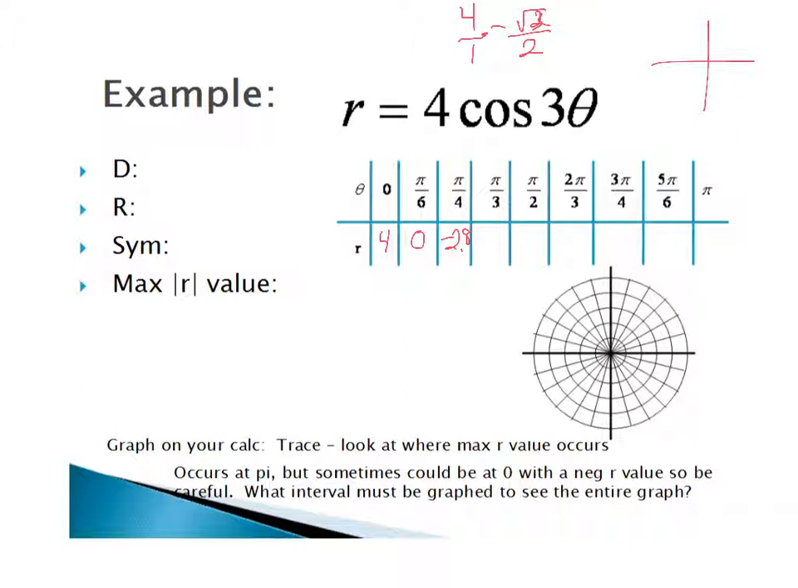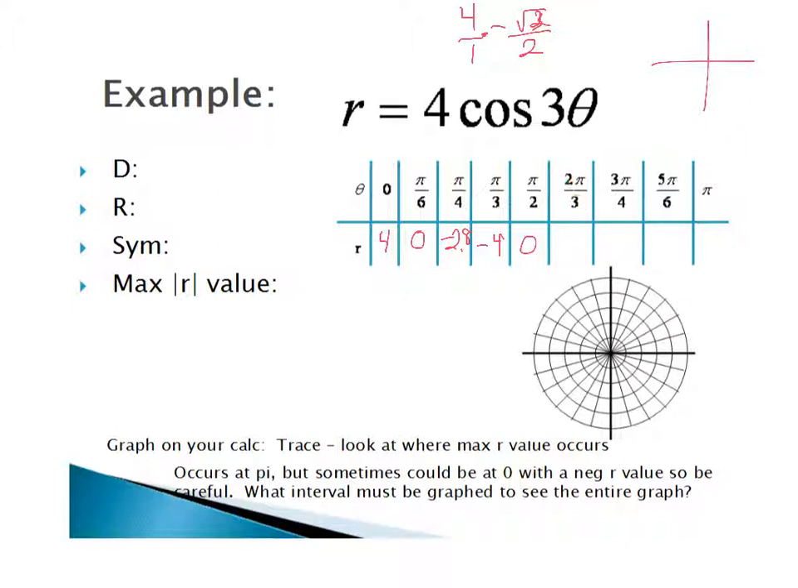Okay, pi over 3. Here's pi over 3, but I have to take it times 3. Well, that's easier. That's pi. So the cosine of pi is -1 times 4, -4. All right, I'm at pi over 2. Got to take my angle times 3, so that's 3 pi over 2. Again, that's an easy angle. 3 pi over 2 is down here. What's the cosine? 0 times 4, 0. See how this is going a lot faster for us?